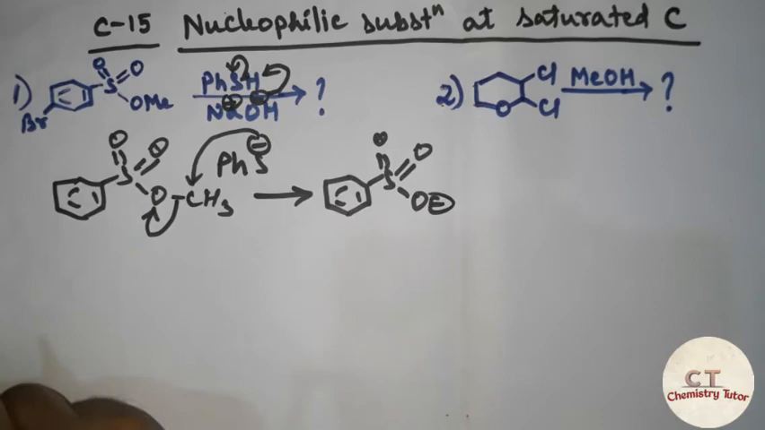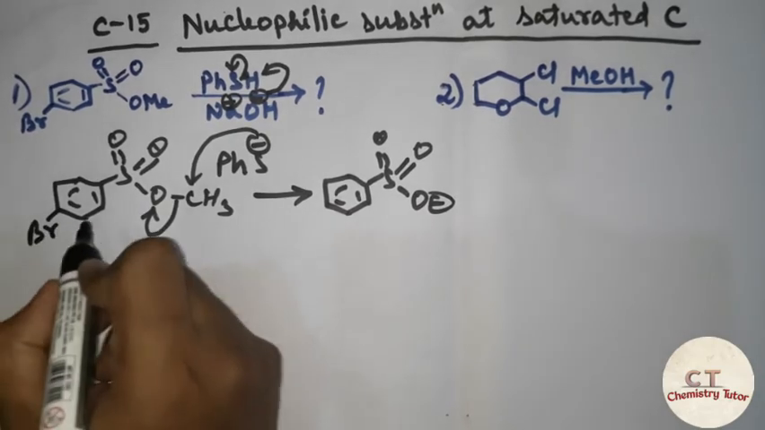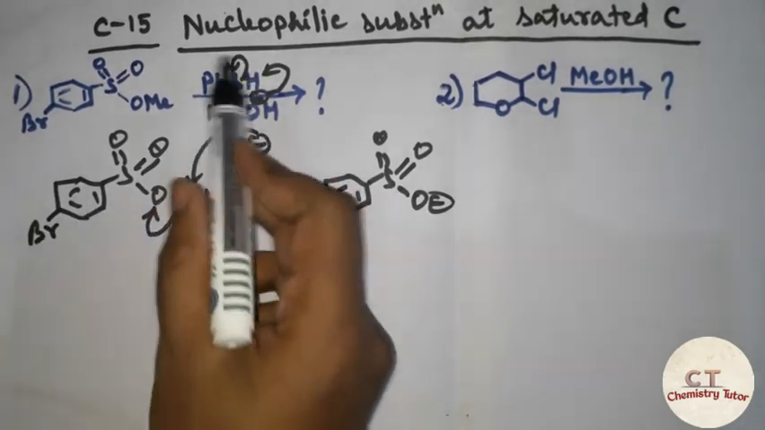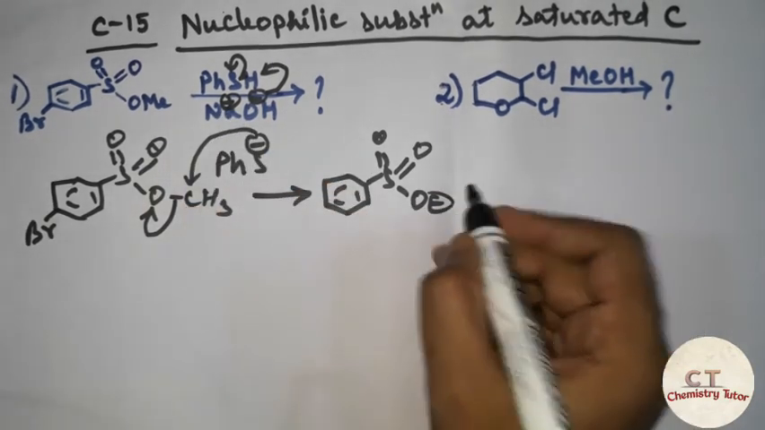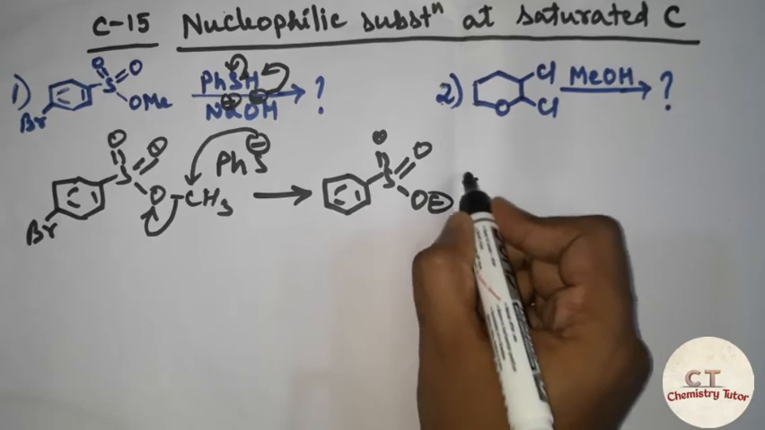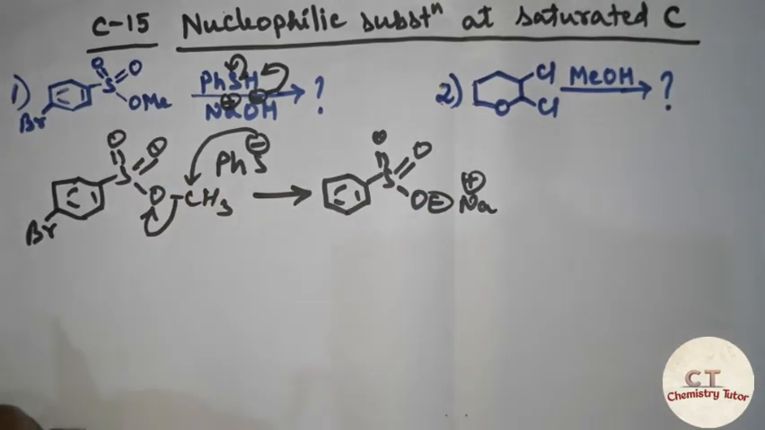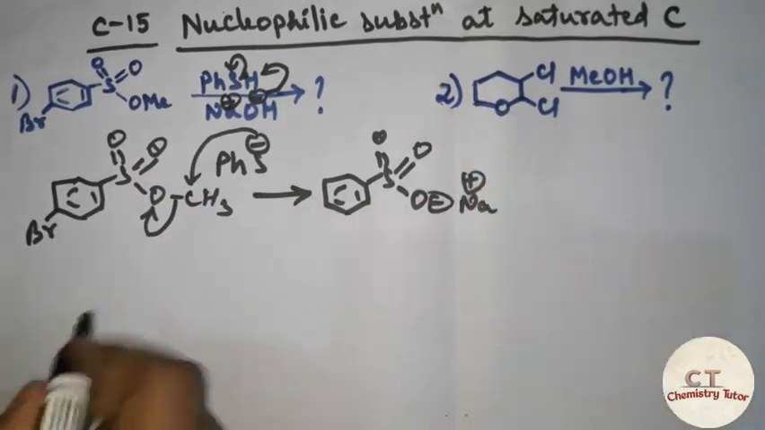This reaction is very easy, but if you don't know the concept behind this reaction, then you might make some mistake here. And since sodium plus was given here, you can write sodium plus here. So this will be the product of the first reaction. Easy one, right? Now let's see the next problem.